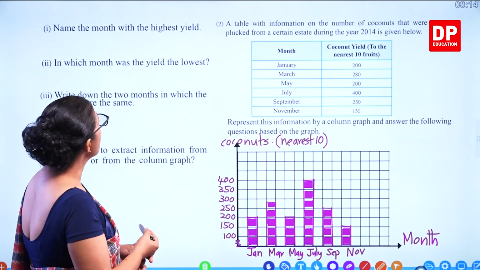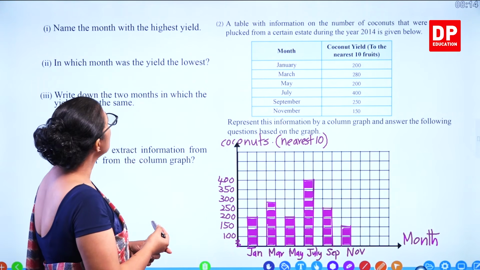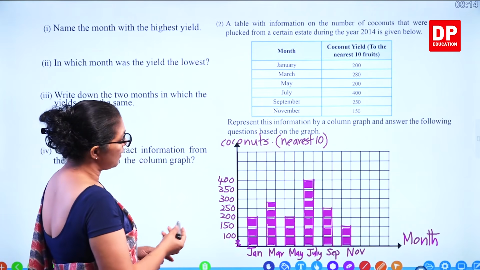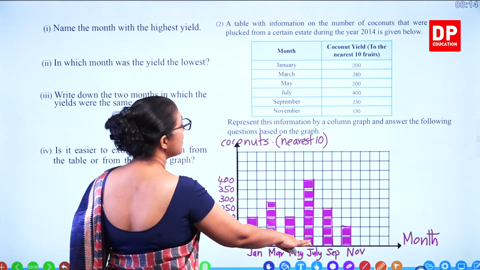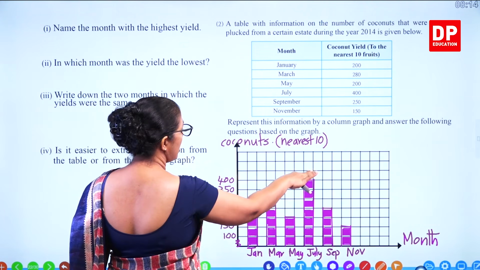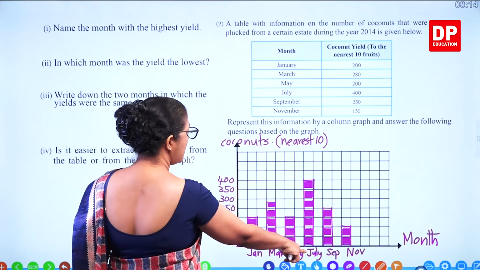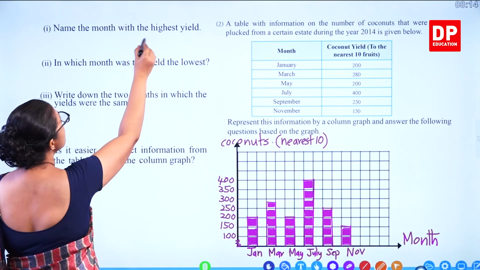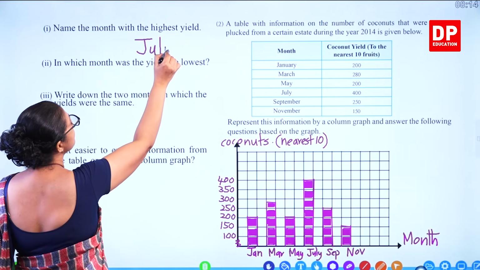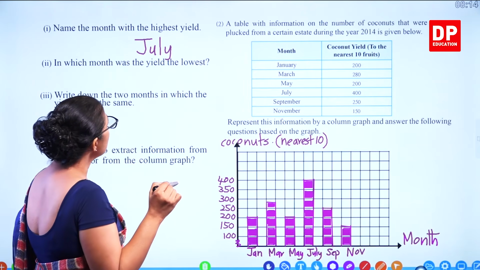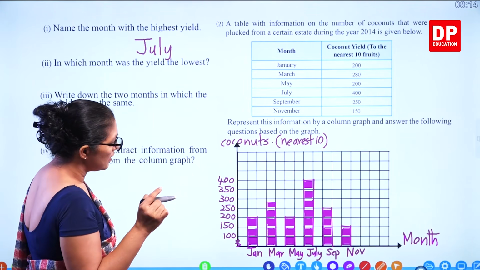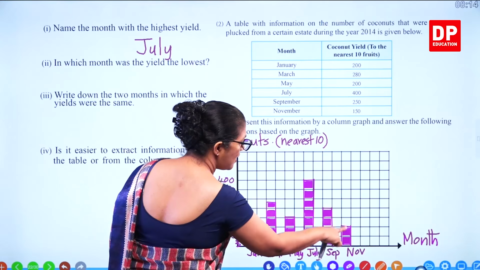Now we'll answer the questions. Name the month with the highest yield. At once we can see the highest bar is in July. So that's July. In which month was the yield the lowest? The lowest one is here, November.